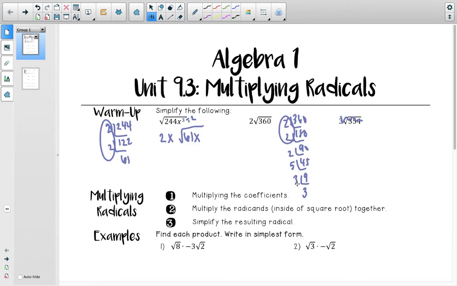So we have a pair here and a pair here, but not here. So that 2 comes out with that. So you're going to have 2 times 2 times 3, and then this 2 and 5 together is 10, so that goes on the inside. So 4 and 3 is 12, so we have 12 square root of 10.